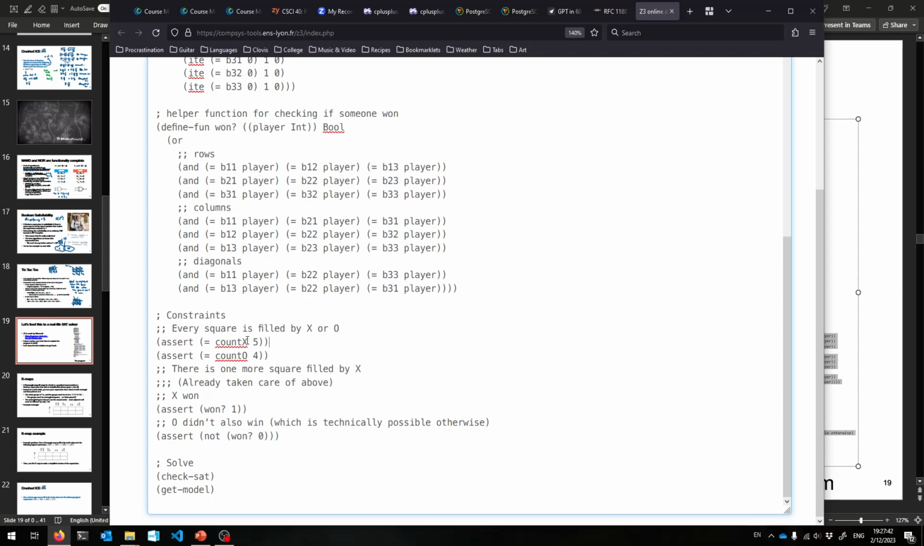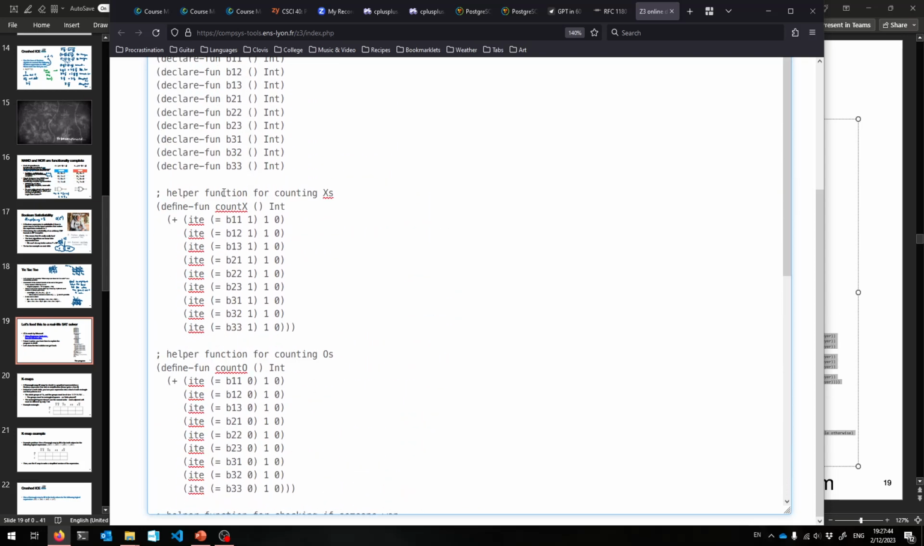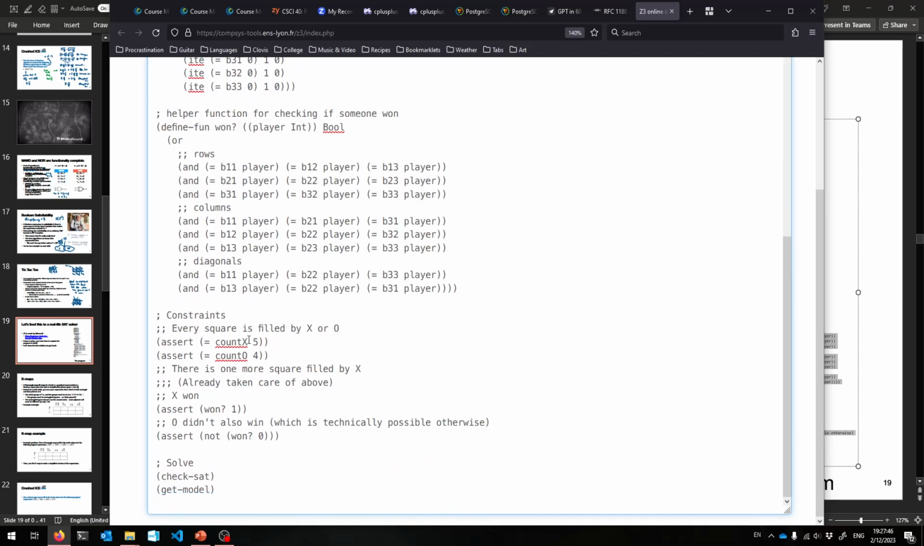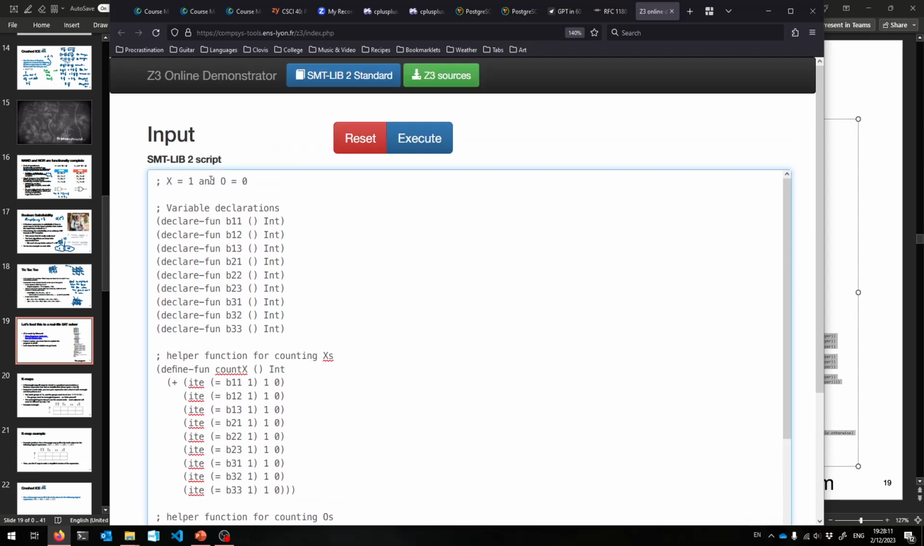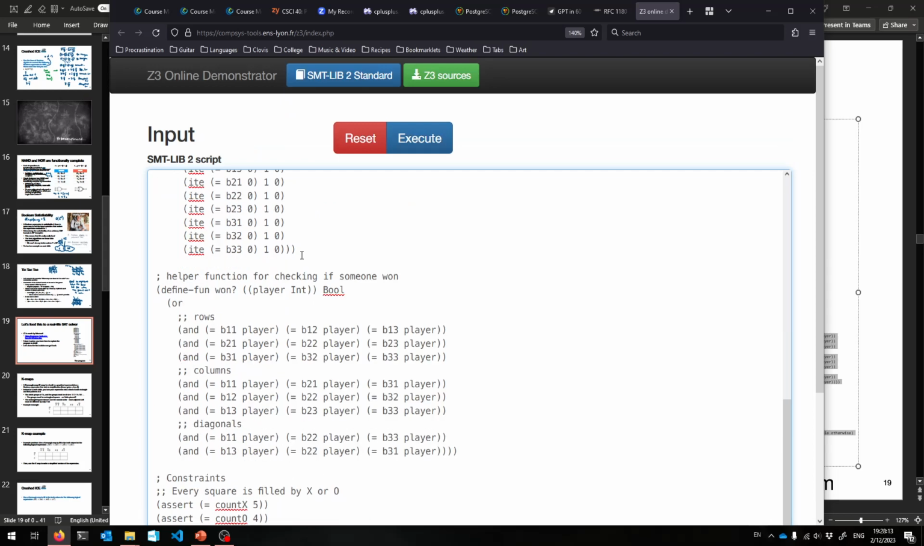So it's like assert that count x, whatever is true about count x. Call that function essentially. Assert that that's equal to 5, and count o is 4. So every square is filled by x or o. That's making sure that's true. And then we want to make sure that also there's one more square filled by x. That's the 5 versus the 4. We also want to make sure that x won. So assert that win of 1 is a true statement, because 1 is encoding x and 0 is encoding o.